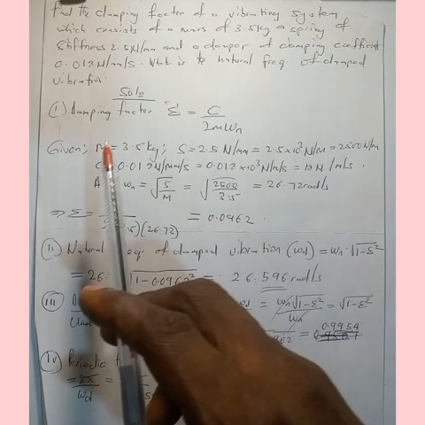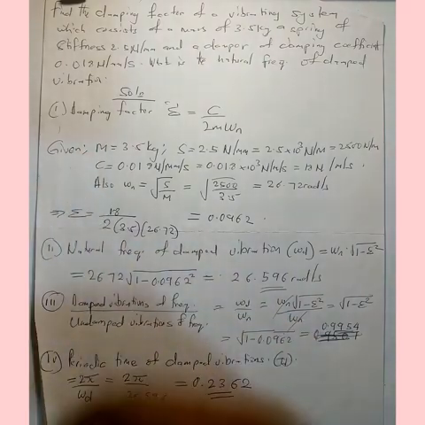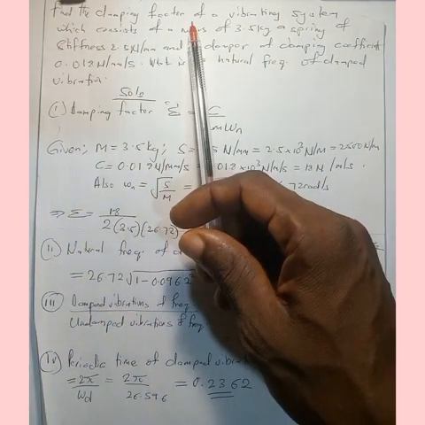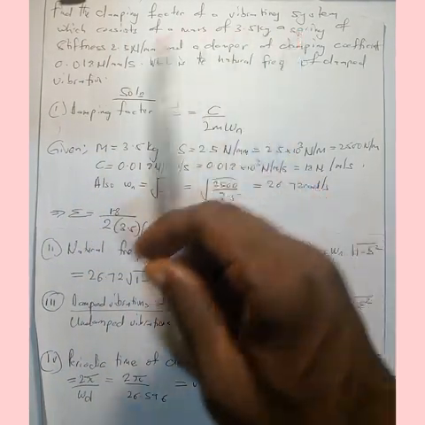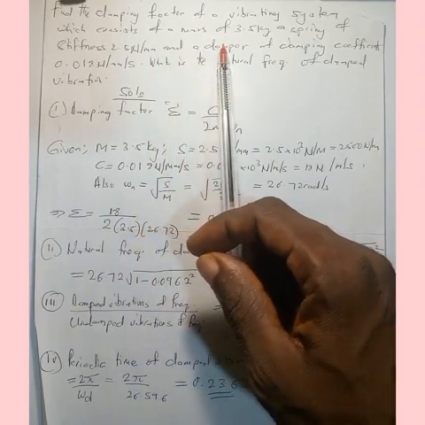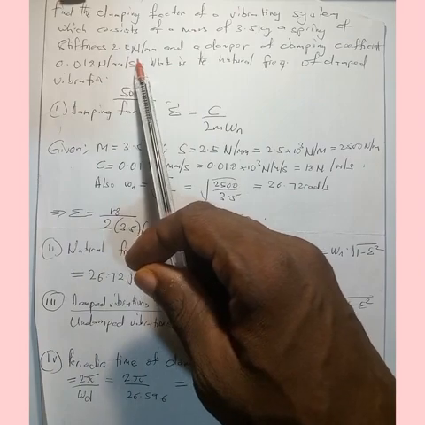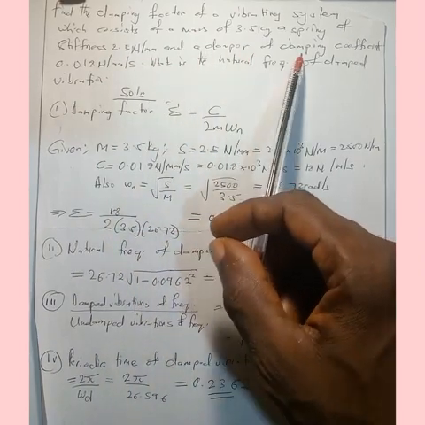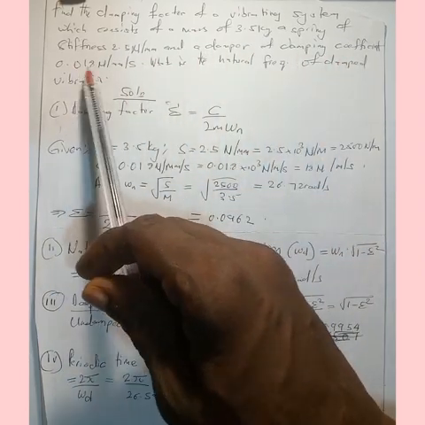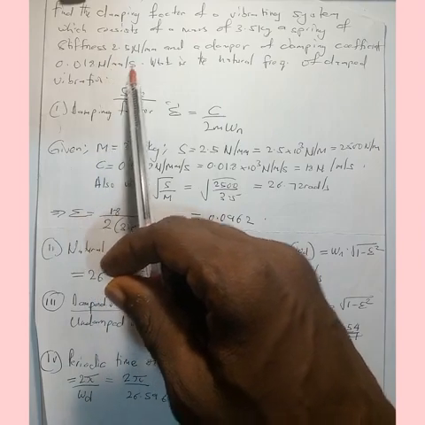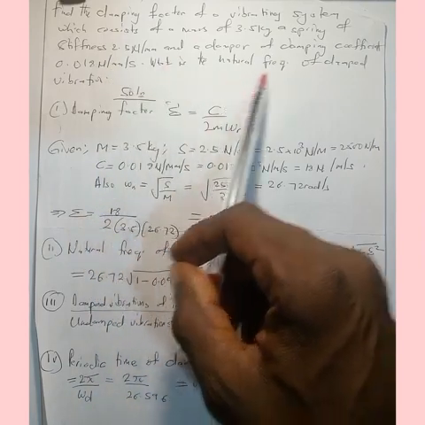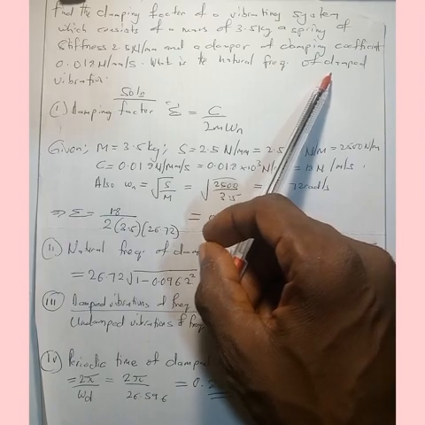Now this is another example under logarithmic decrement. We're told to find the damping factor of a vibrating system which consists of a mass of 3.5 kg, a spring of stiffness 2.5 Newton per millimeter, and then a damper of damping coefficient 0.018 Newton per millimeter per second. We are also expected to find the natural frequency of damped vibration.